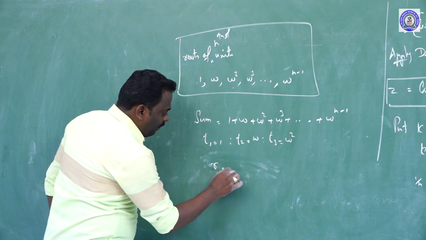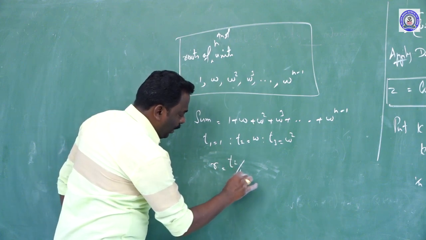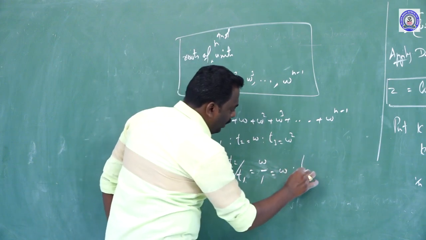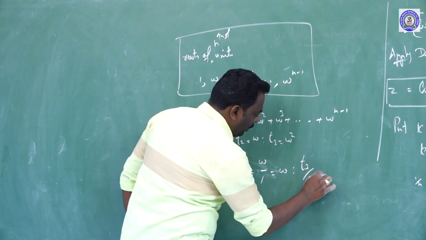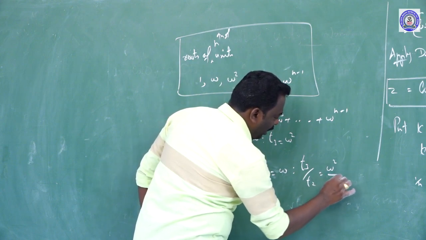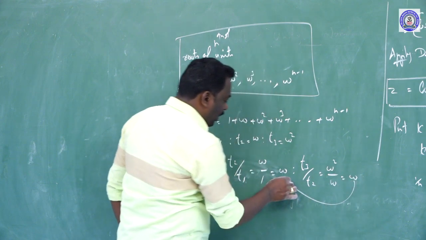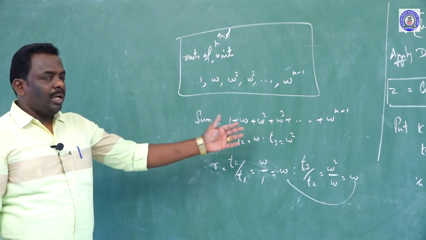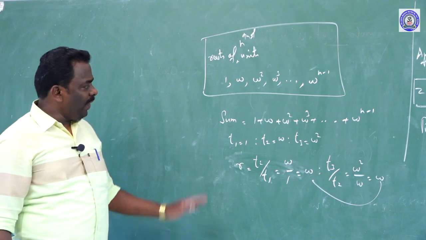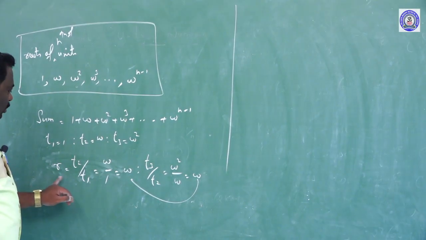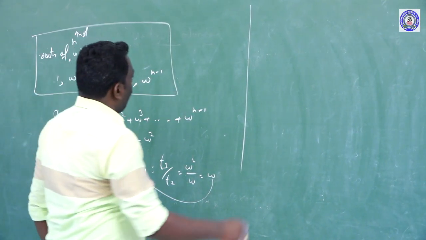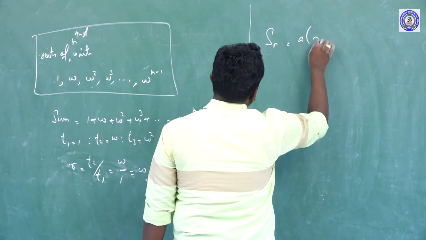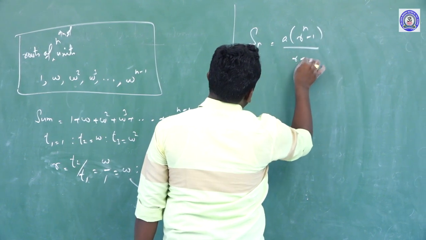The common ratio is defined by T2/T1, which equals ω/1, which equals ω. Similarly, the third term divided by the second term is ω²/ω, which equals ω. Therefore the common ratio is the same, so we can say the sum of the roots follows a GP. Now find the summation. The ratio is ω. Now applying the sum of the terms, which is a(r^n - 1)/(r - 1).